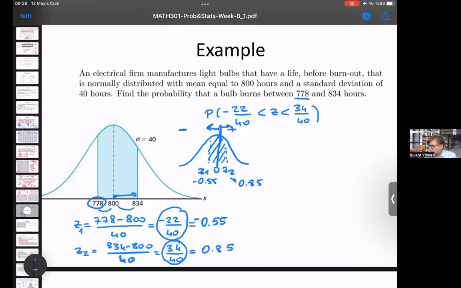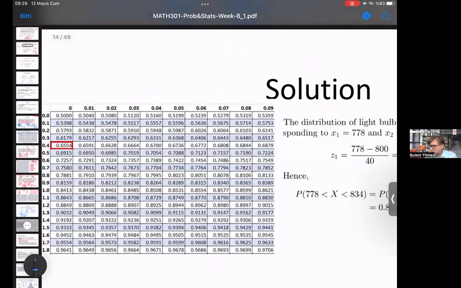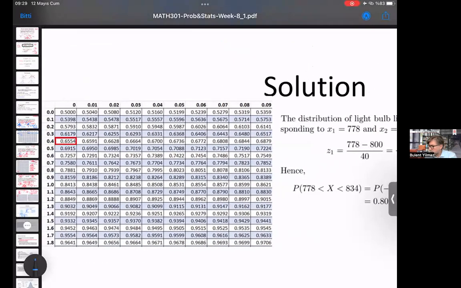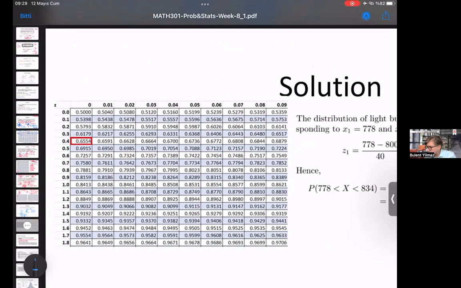So I'm going to find probability of z less than 0.85, and I'm going to find the probability of z less than minus 0.55, and then subtract these and find my result. The other things are just checking the table. I'm going to use this table, for minus 0.55.